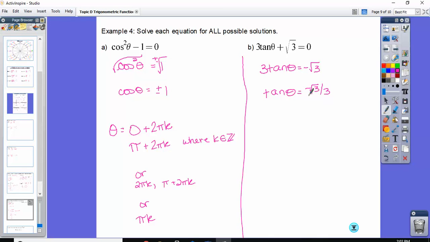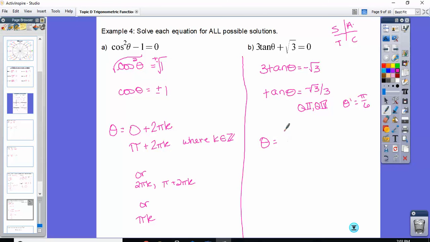Okay, I need to think about quadrants and reference angles. All students take calculus. Tangent is positive in 1 and 3, so it's negative in 2 and 4. Reference angle. If tangent is radical 3 over 3, you can use your hand trick, figure that out. Tangent of 0 is 0. Tangent of 30 is radical 1 over radical 3, which is radical 3 over 3. So my reference angle is pi over 6.